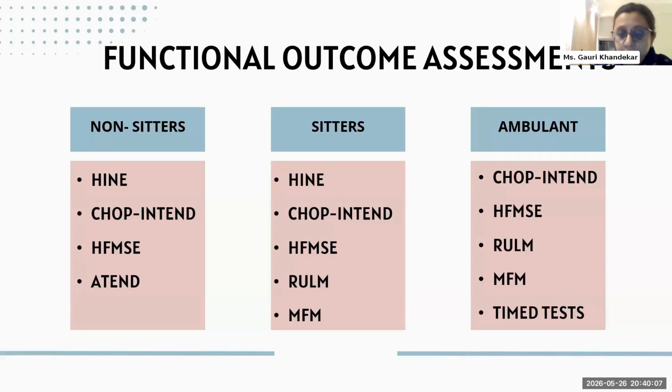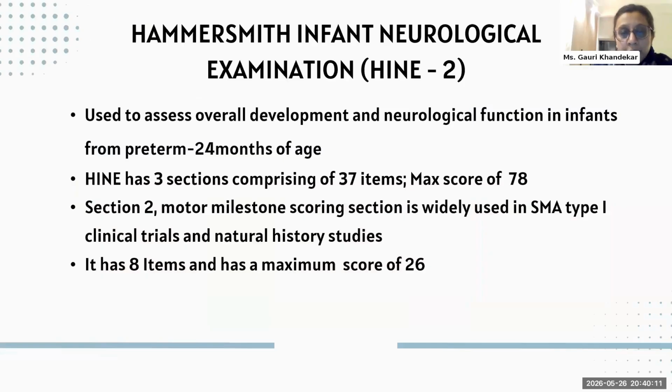Because the child is walking, we can do some timed tests also for them. So the first is HINE-2, that is the Hammersmith Infant Neurological Examination. It has 3 sections, but what we use for SMA type 1 and type 2 children is section 2 of HINE-2. It has 8 items and a maximum score of 26. So we see what the child is able to do.